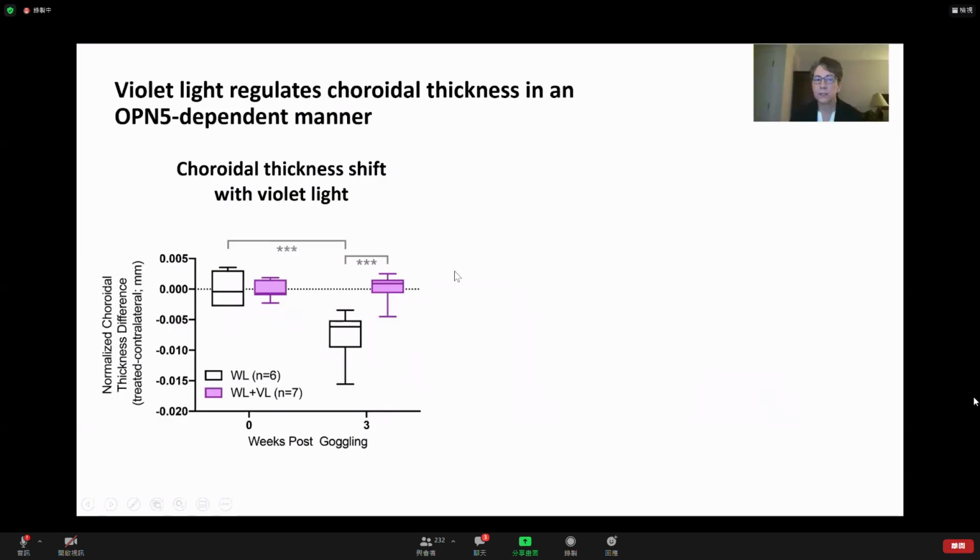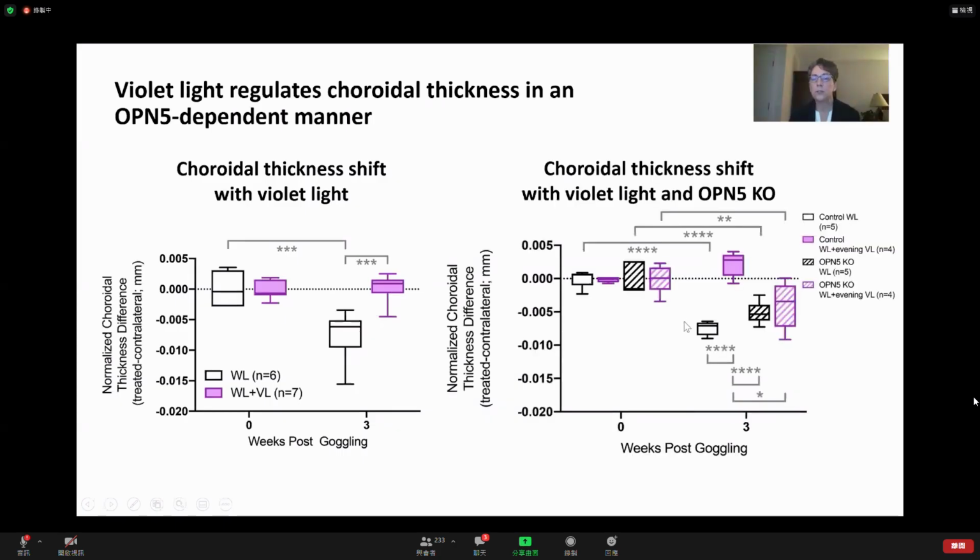Now, we also wanted to see whether or not violet light regulated choroidal thickness. And first, I'm going to show you the white light, and you can see that here in the white light, we get a thinning of the choroidal thickness. And when we expose the animals to violet light in the evening, this is prevented. Now, when we do the same experiment with the OPN5 knockout mice, you can see that the animals still have a thinning of the choroid. So it was not prevented, this choroidal thinning, when the animals have OPN5 missing.